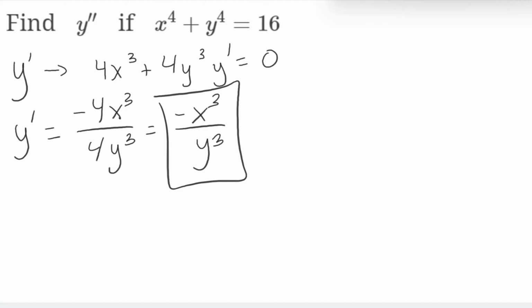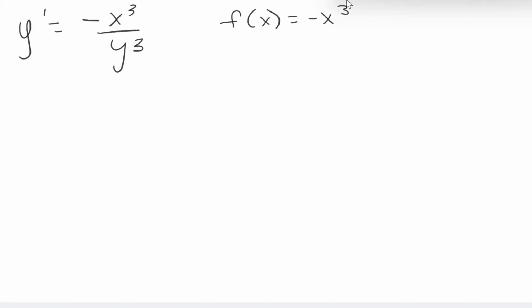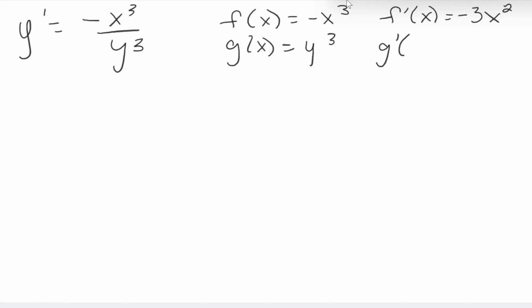All right. So, to find the second derivative, I'm going to do the derivative of this problem. y prime was negative x to the third over y to the third. So we're going to do the derivative of that. Now this is a quotient, so we have to do the quotient rule for this one. We're going to make f of x negative x to the third, so f prime of x is negative 3x squared. g of x is y to the third, so g prime of x is 3y squared y prime.